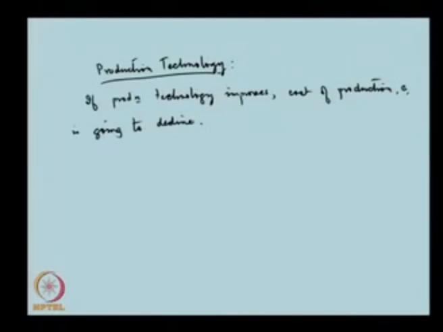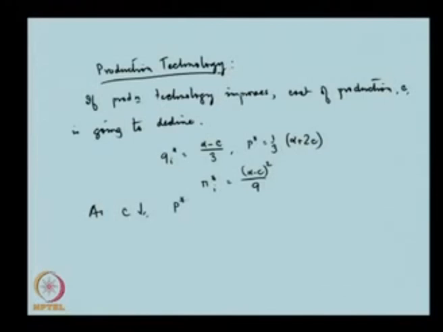Now, how does it affect our variables? Let us again recall the expressions for each of the variables. So, this is how the variables look. Now, unlike before, here if C declines, then the effect on each of these variables is not in the same direction. As C declines, we can see that P star is going to decline. As the cost of production declines, each of the firms finds it easy to reduce the price a little bit.